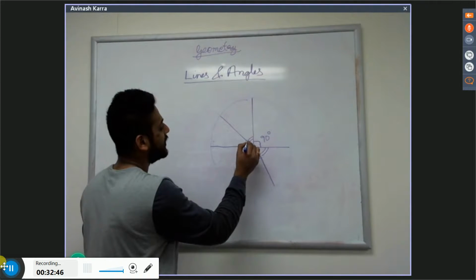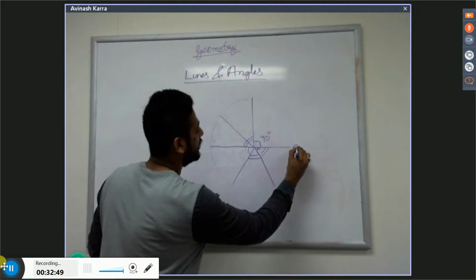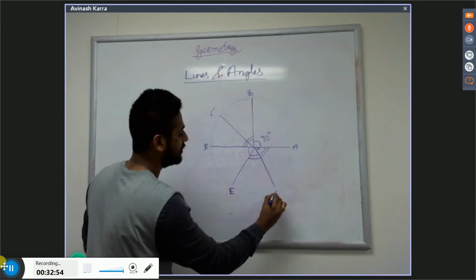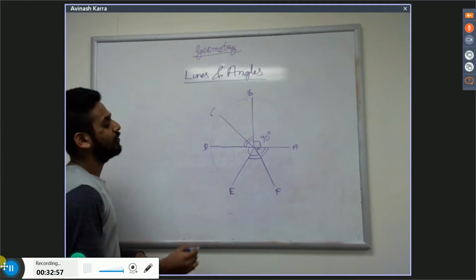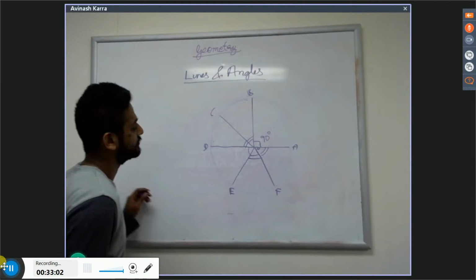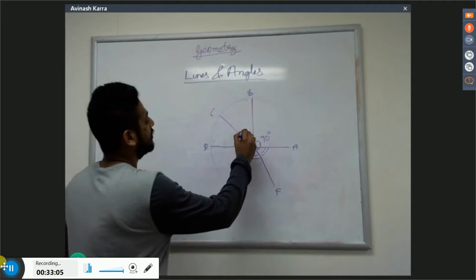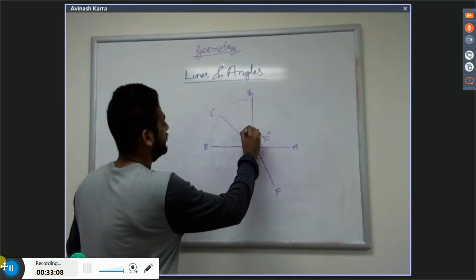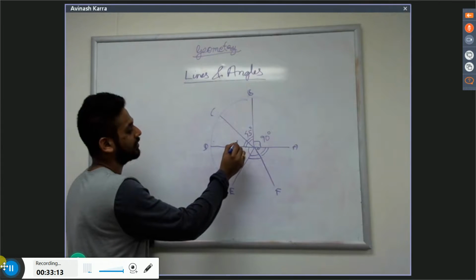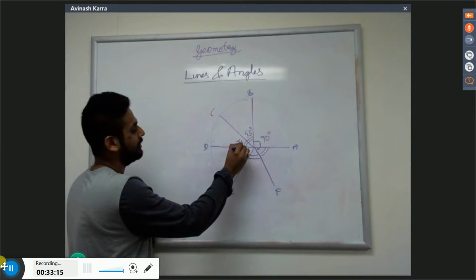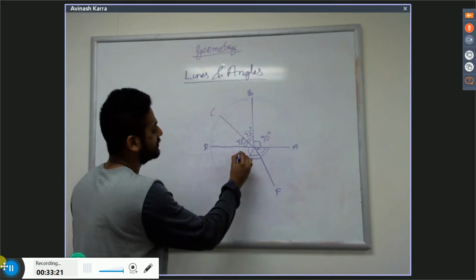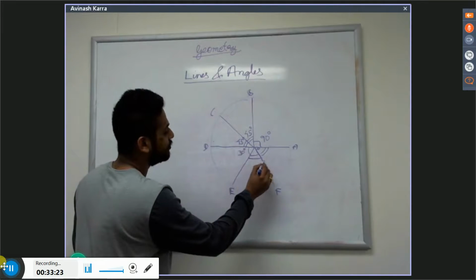Exactly. So what will be the angle of, wait, let me give the vertex: A, B, C, D, E, F. So what will be the angle of BOC? It would be 45 degrees. Okay. So what will be this angle? 45. Yeah.